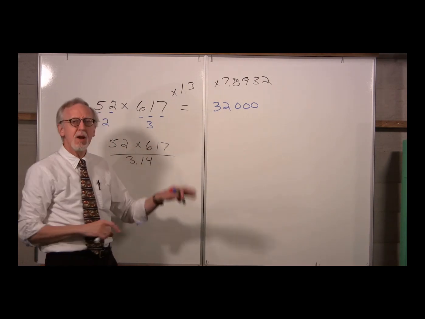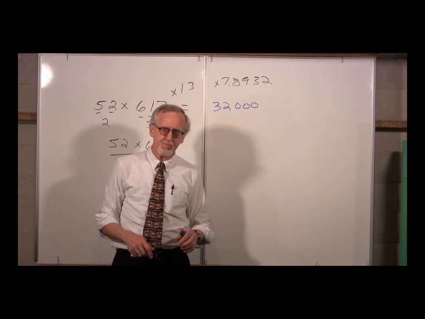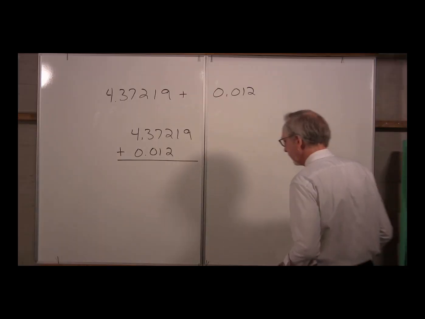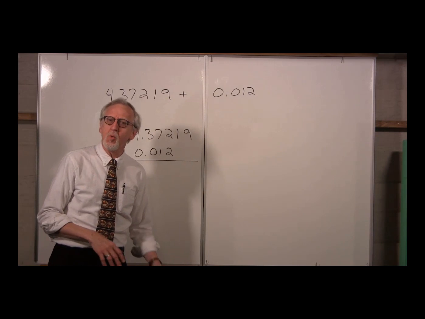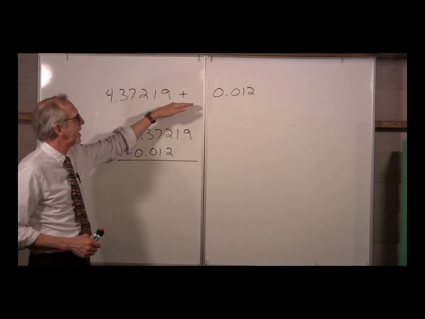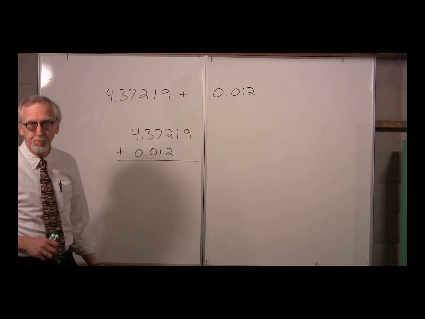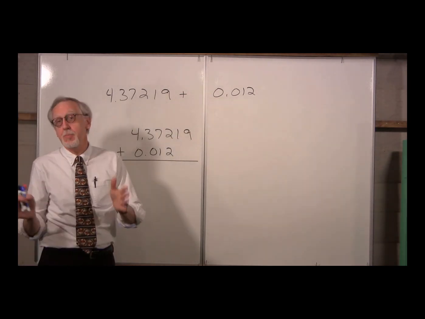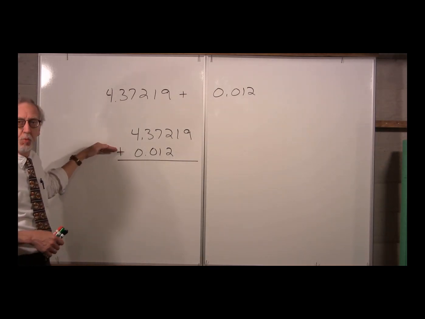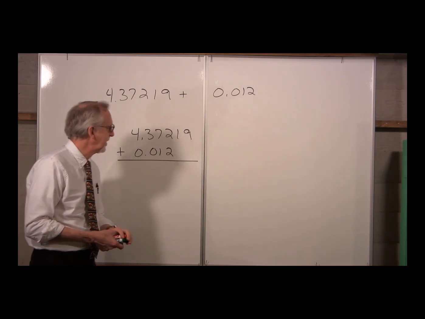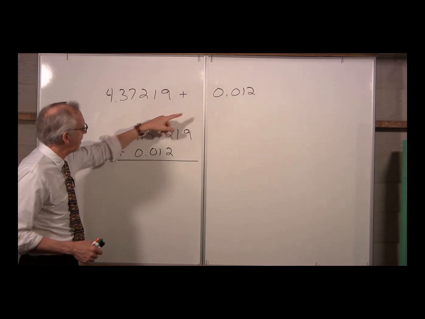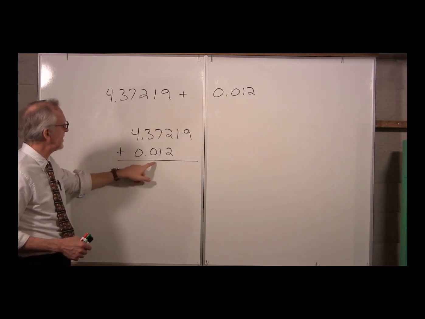Okay, great. Now, what about addition? Addition and subtraction. The rule for that is a little bit different. Let's imagine we want to add these numbers. Let's say 4.37219 plus 0.012. Now, how do we add those together using the appropriate number of significant figures? Well, let's write them one above the other, just like you would in a normal way of adding numbers. So we've got 4.37219. We line up the decimal point, 0.012.